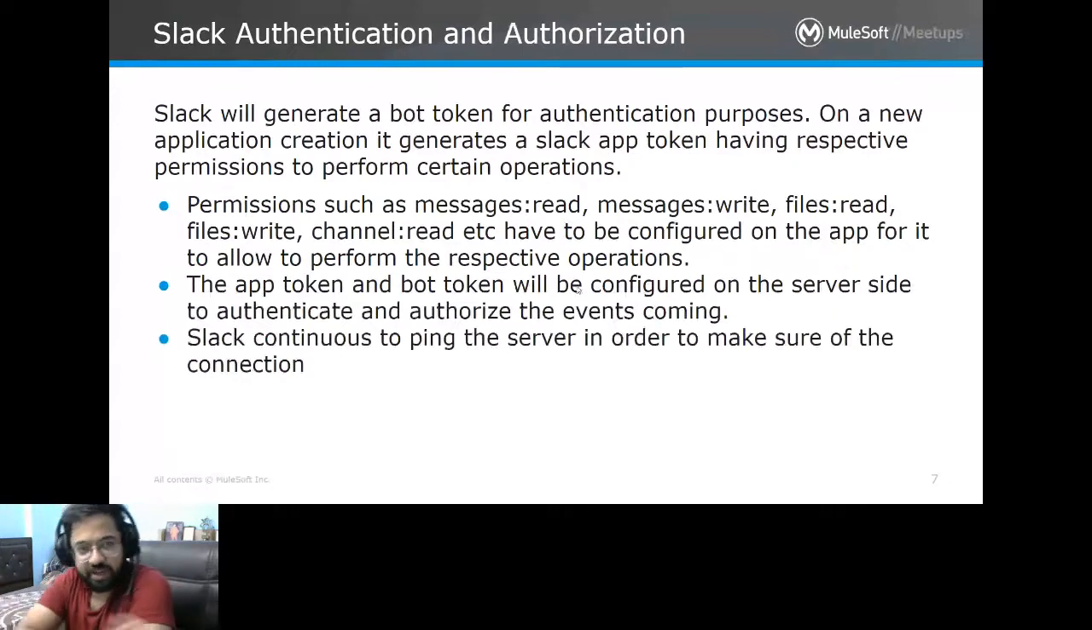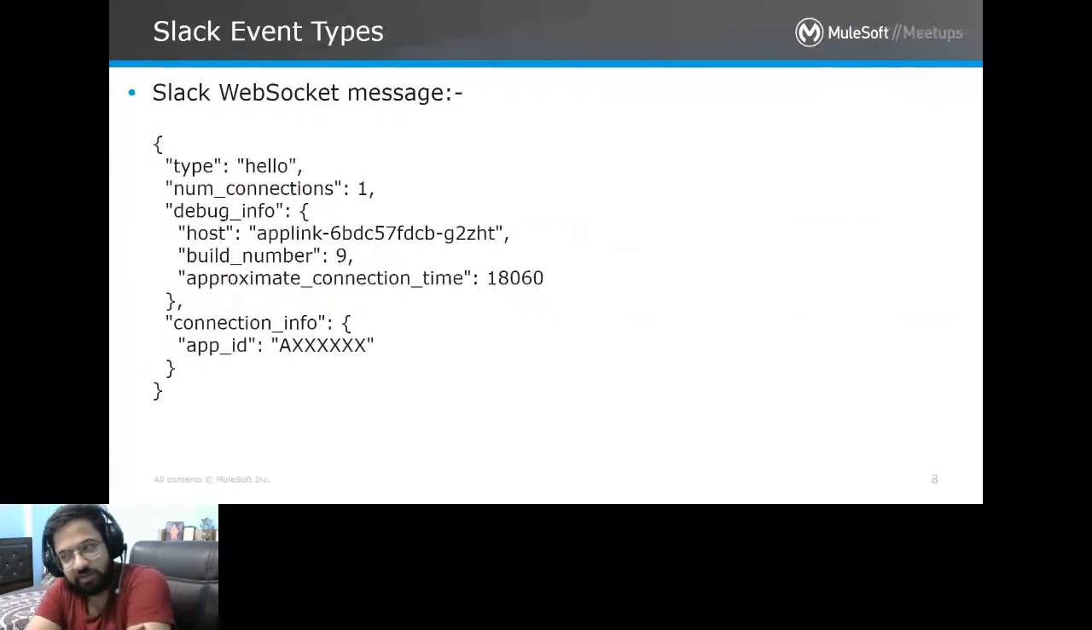So this is just one type of message that is generated. Whenever we type a simple hello world or something, we receive this sort of event. We have a type which is hello, num_connections, the number of connections established, which is equal to one. I think these are the connection parameters, and the connection info also has the app ID, which is the app that you have created, which is talking on behalf of you. So the unique ID of that app is generated.